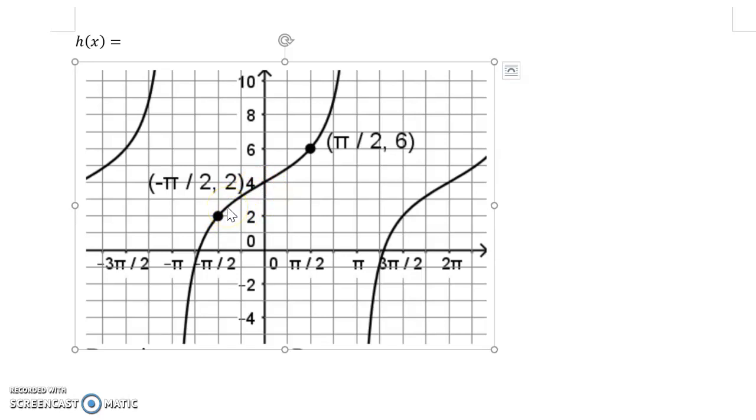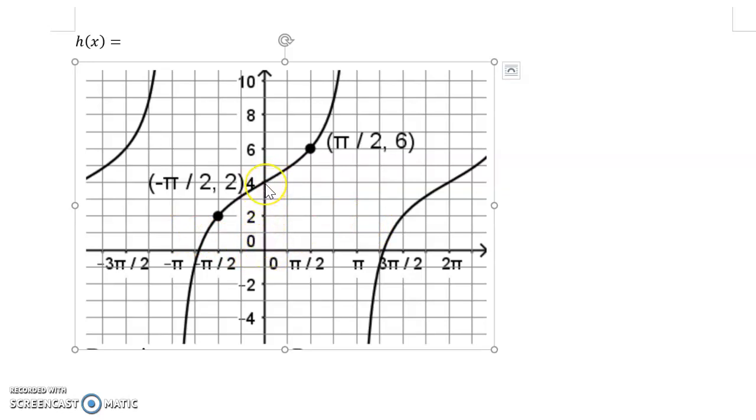Okay, so we determined there is a period change. We also determined there's a vertical shift and there is a vertical stretch. Is there a phase shift? Well, I do think my center is 0, 4 here, because x equals 0 is in the middle of x equals negative pi and pi.